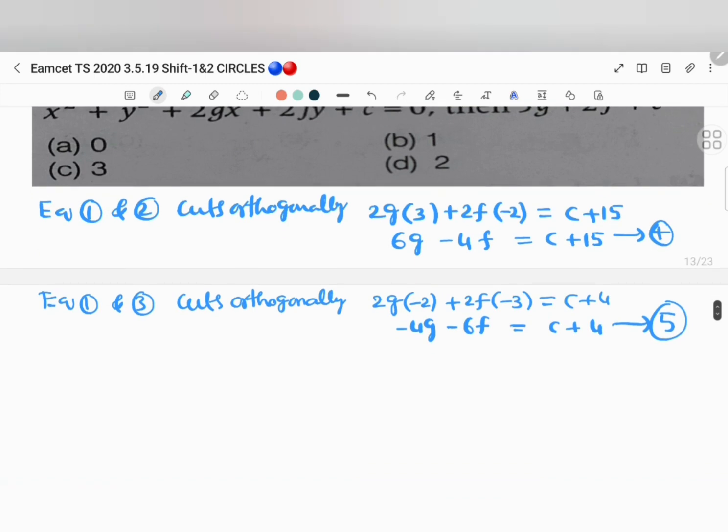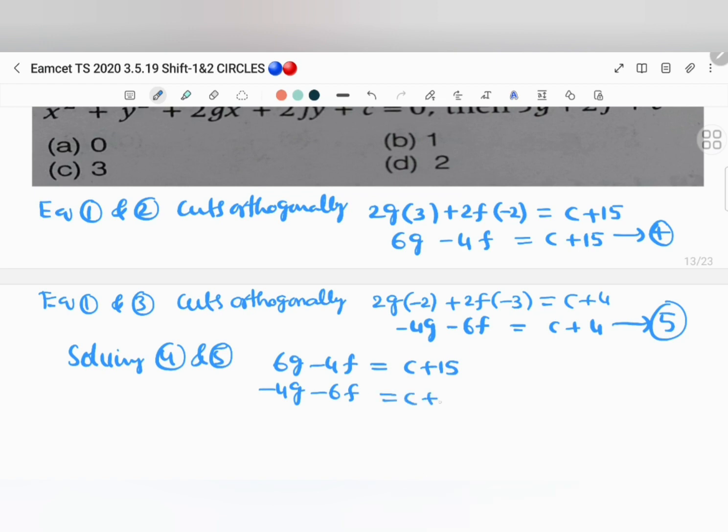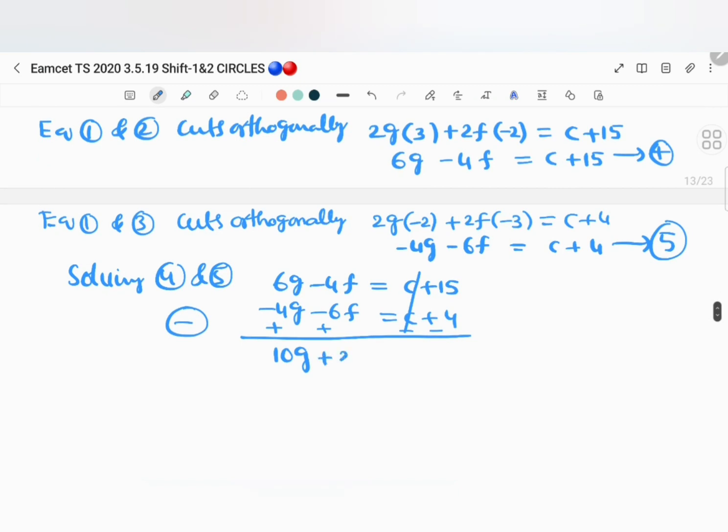Solving 4 and 5, that means subtracting one equation from the other. First, I want to eliminate the c value here. 6g minus 4f is equal to c plus 15, minus 4g minus 6f equal to c plus 4. Whenever we are subtracting, here plus, here minus, here minus. So these two will be cancelled: 10g plus 2f equal to 11. Keep it as equation number 6.